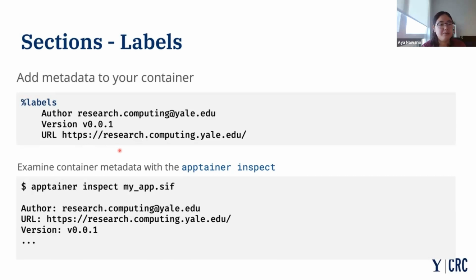So after the Apptainer image is built, to check the metadata of a container, you can use apptainer inspect and name the image to see all the metadata you set.